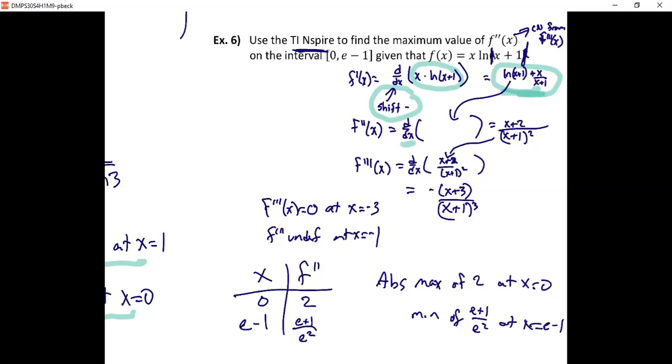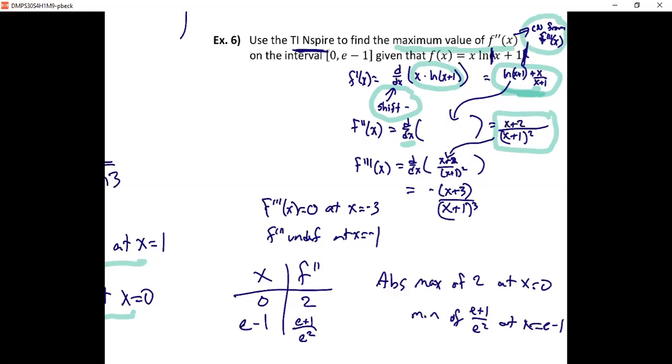So anyway, what's the goal with our problem? I want to find the max value of f double prime of x. First of all, I have to find f double prime of x, which is what I'm doing. f double prime of x is x plus 2 over x plus 1 squared. Again, we use the calculator to find that. And then to find the max value, we have to find the critical numbers, and we get those critical numbers from the third derivative.